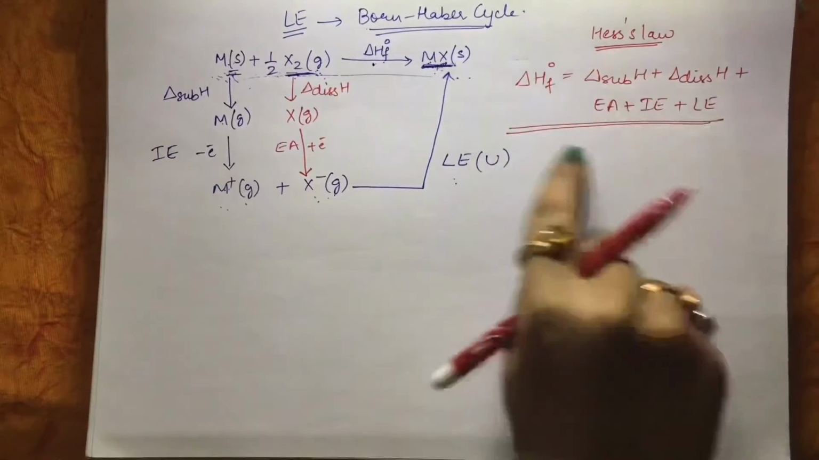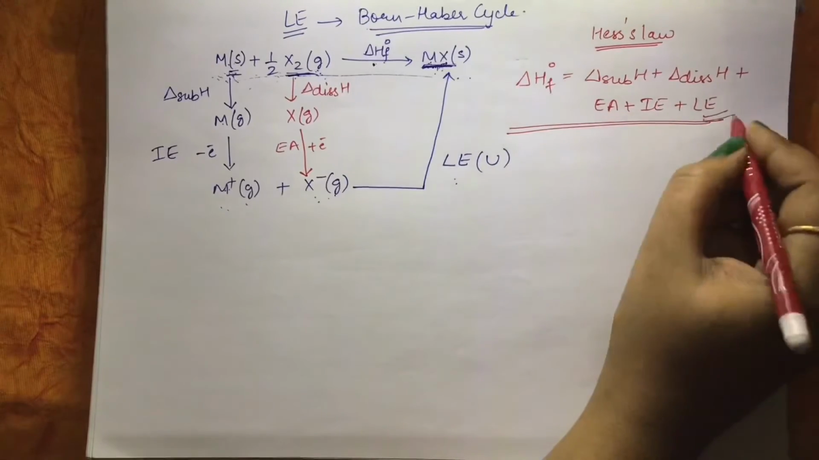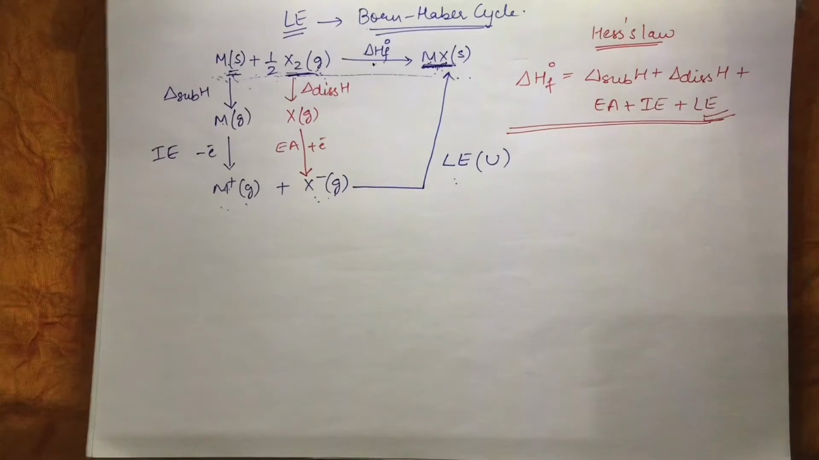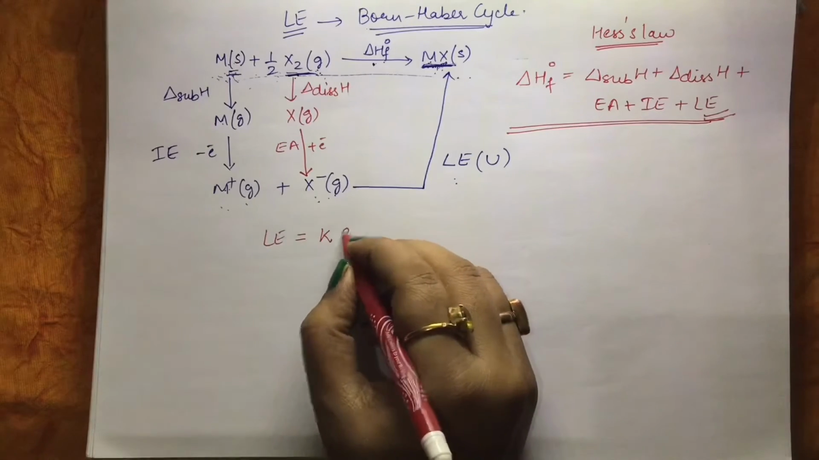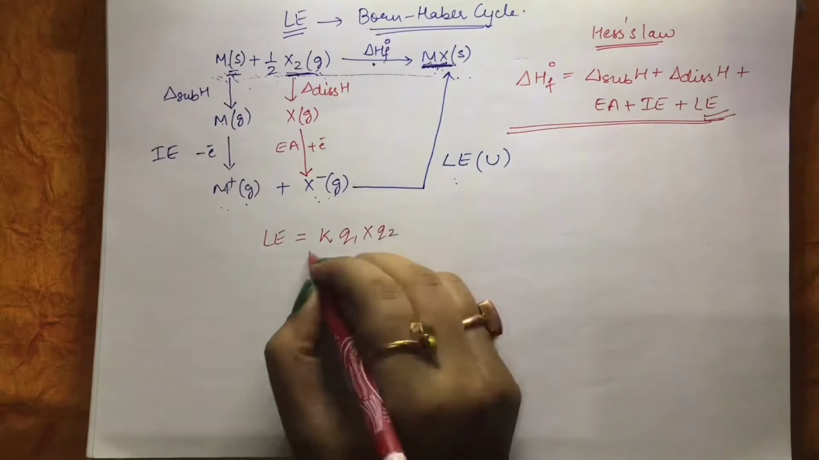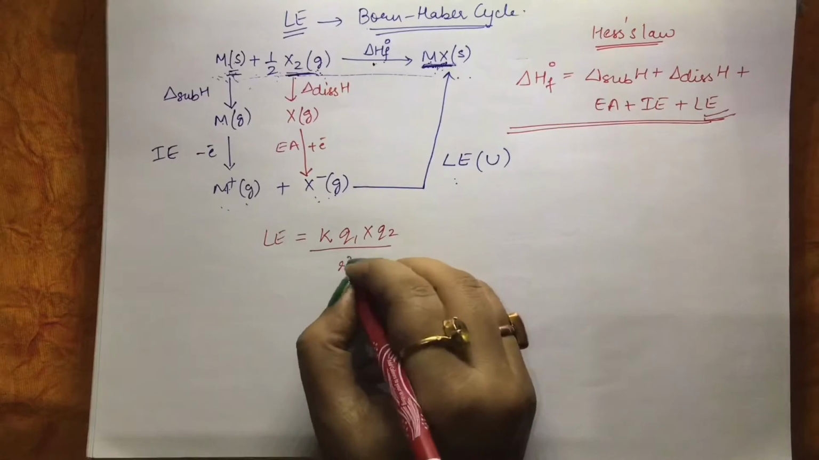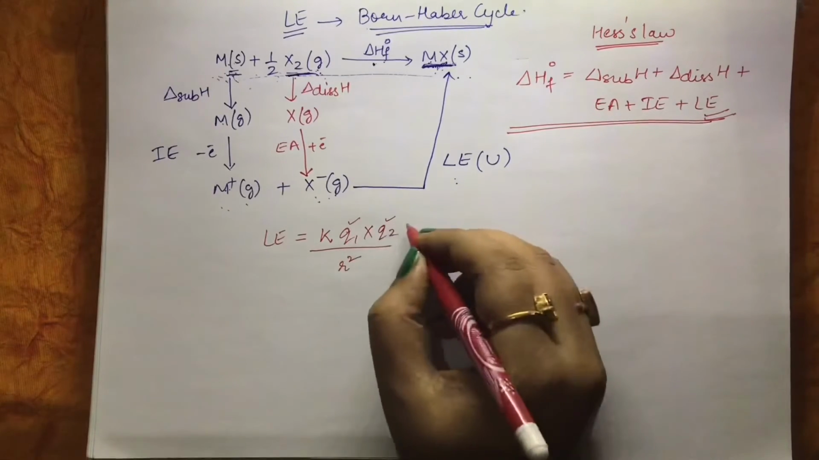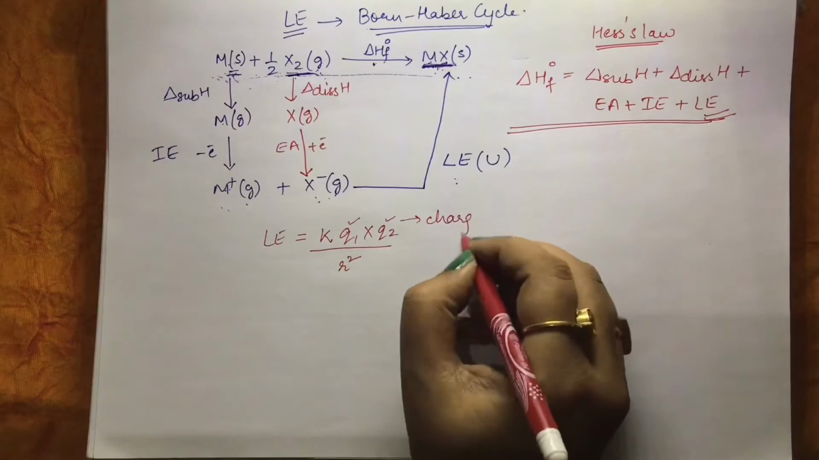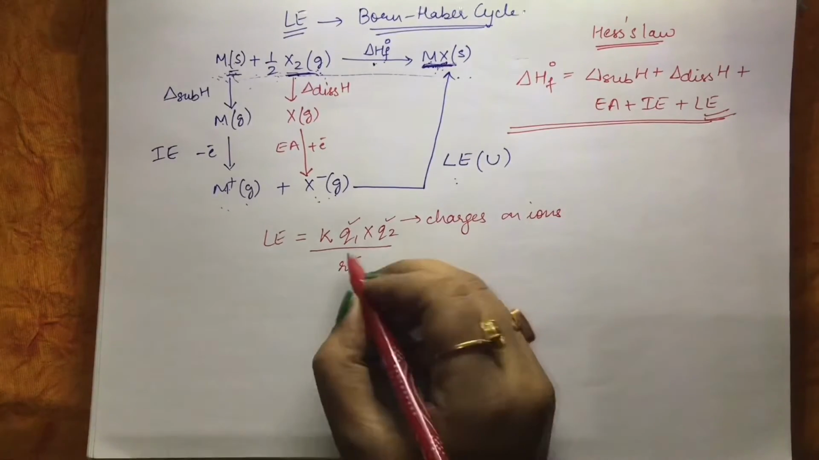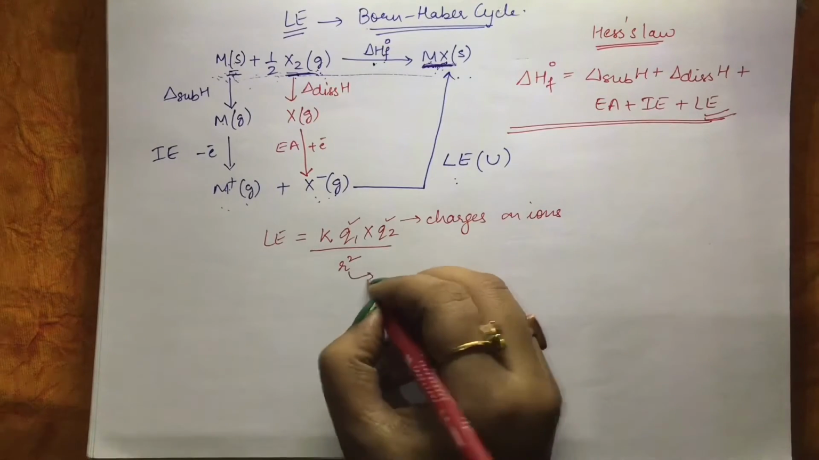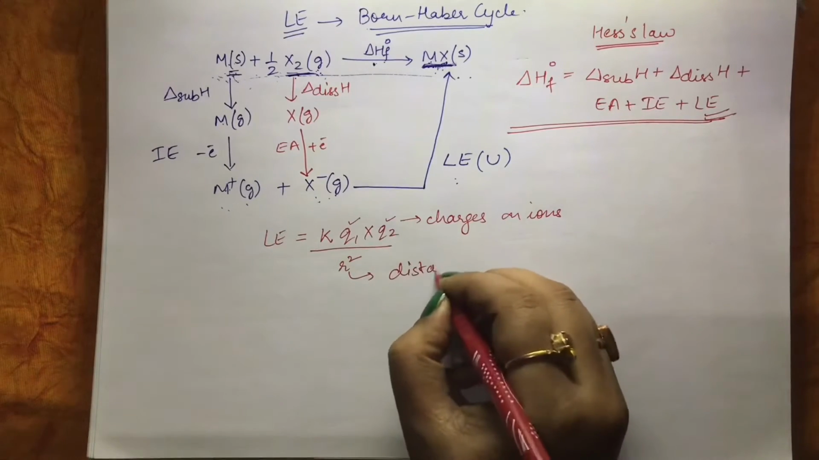Now from this we can determine the value of lattice enthalpy. This lattice enthalpy is equal to K into Q1 into Q2 divided by R square, where Q1 and Q2 are the charges on ions, जो कि हमेशा equal and opposite होंगे। ठीक है, और R क्या होगा हमारा? Distance between the ions.